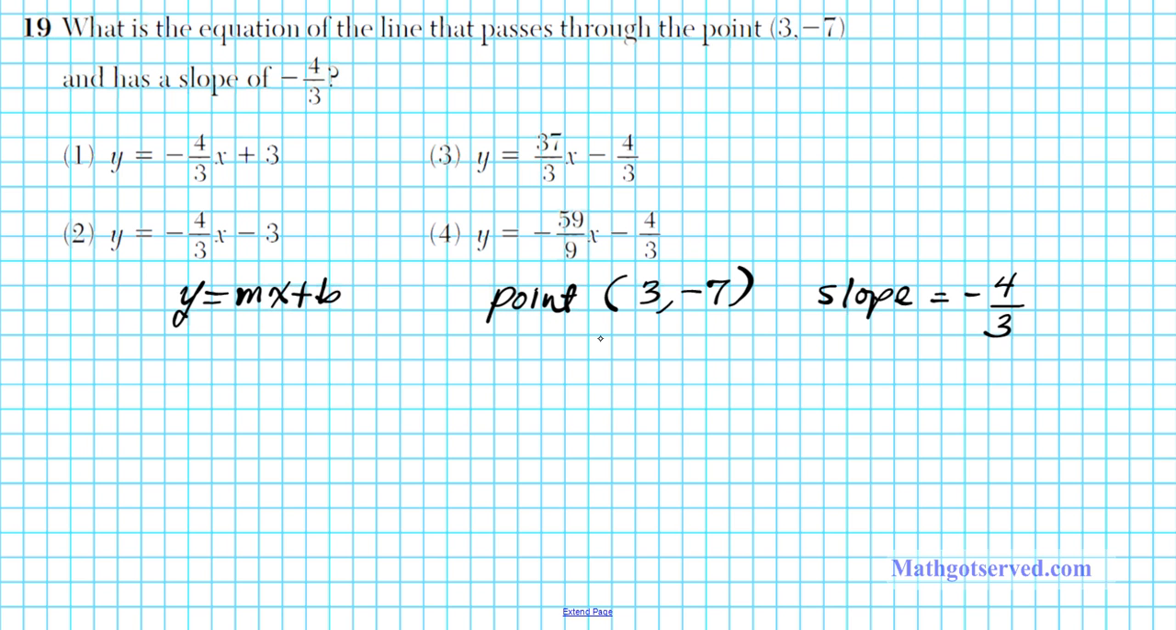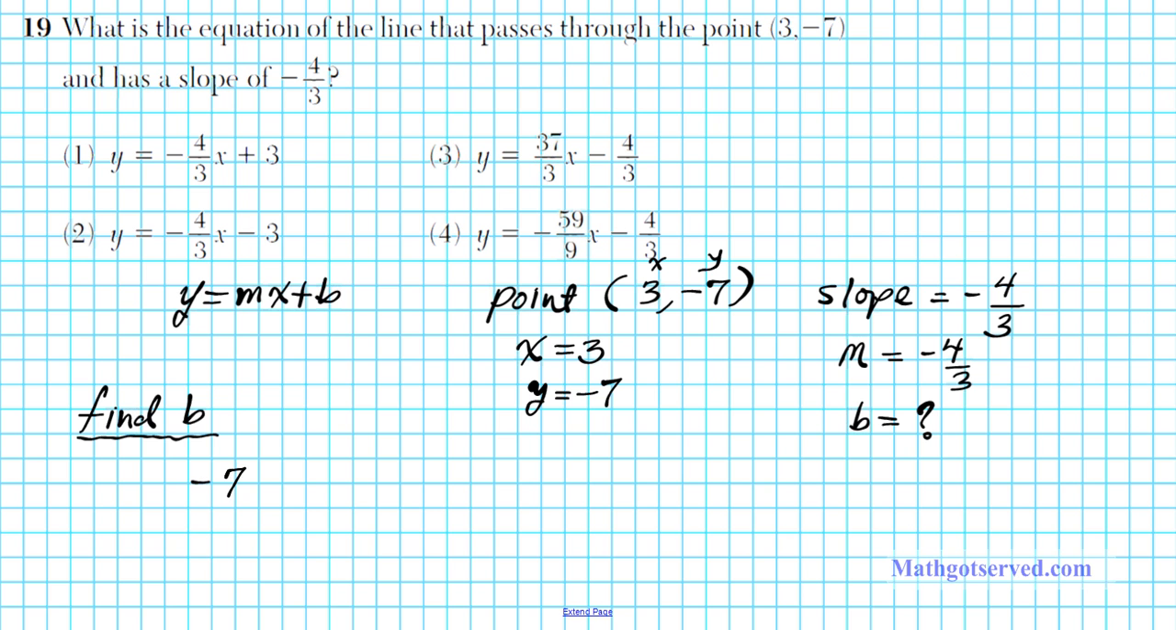So from this point, we can determine that x is equal to 3 and y is equal to -7, right? Because these are the x and y coordinates. And then your slope, m, rise over run, is -4 over 3. What is your y-intercept? We do not know, that's what we're looking for, all right? So let's input the values that we know into this equation and then solve for b. We want to find b, the y-intercept. So let's go ahead and do that.